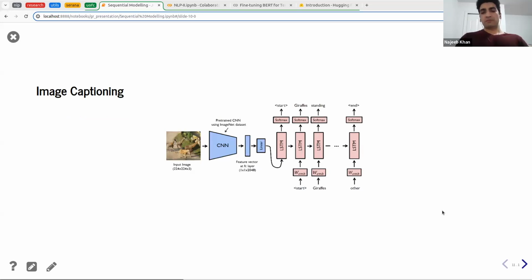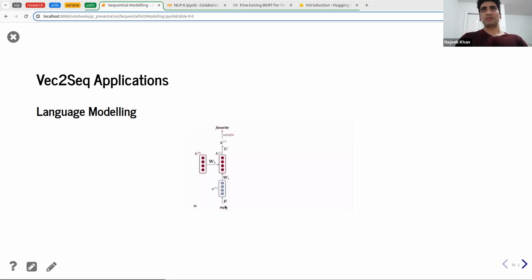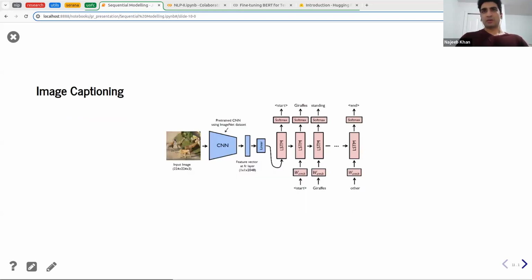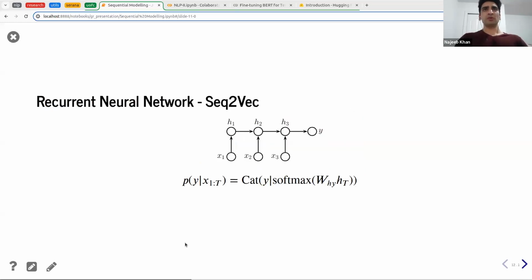Another example of vector to sequence would be, given a vector of pixels, you could use it as input into the first stage in here. The first stage would produce one token, and then we can do that repetitively to produce a caption for this image. So those were vector to sequence tasks.